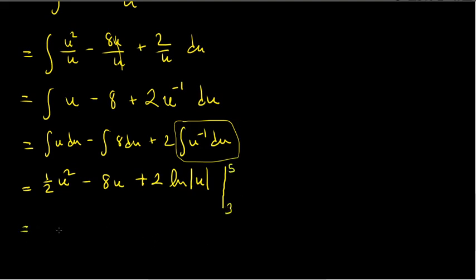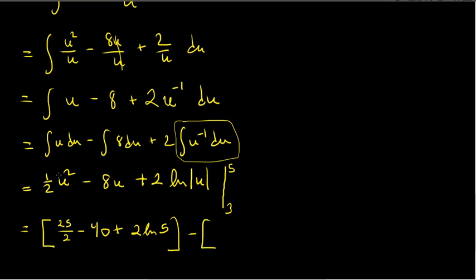Okay. So that's not hard to plug in here. Let's plug in the 5 first. 5 squared is 25. Well, okay, so 25 over 2. We can do that in our heads, right? Minus 8 times 5 is 40, plus 2 times the natural log of 5. Now, why don't I need absolute value here? Because 5 is positive. So you can put absolute value if you want, but it's redundant. It's not necessary here, right?